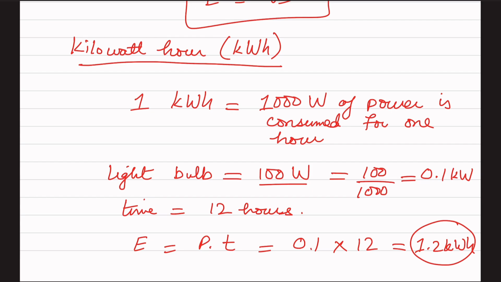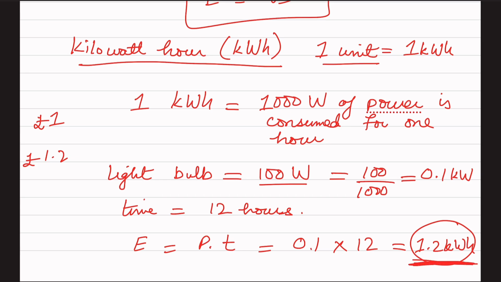Now, 1 unit of electricity that is charged by the electricity providing companies is equal to 1 kilowatt hour. If in the UK the cost of 1 unit of electricity is, let's suppose, £1, then the total electricity bill for this bulb that stayed on for 12 hours will be £1.2. You just multiply the units in kilowatt hours with the cost of electricity for 1 unit. So it'll become £1 times 1.2, that'll be 1.2 pounds.